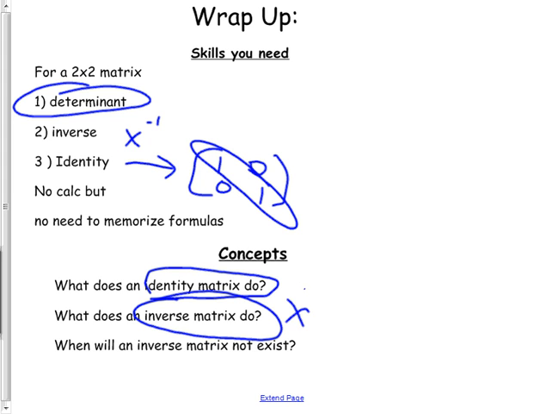And it's just this button on the calculator. And then when will an inverse not exist? If the determinant is equal to 0, the matrix will not have an inverse. All right, we've made it through.